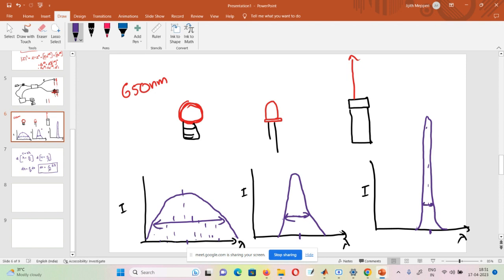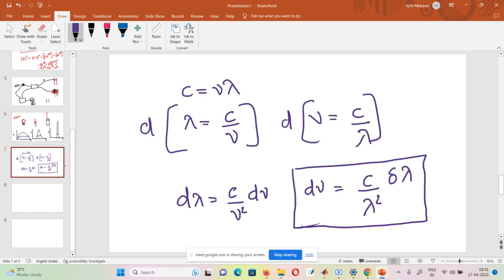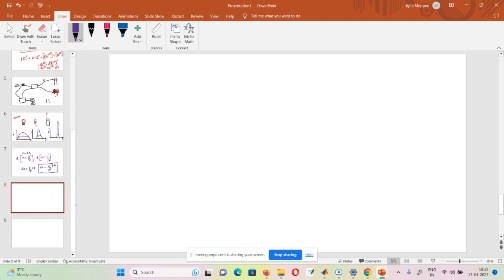So if the delta lambda is more, what will happen? D nu will also be more. The width in frequency will also be more. Then what is actually d nu? How can you say d nu? You can say that d nu is 1 by delta t, or delta t is 1 by d nu.